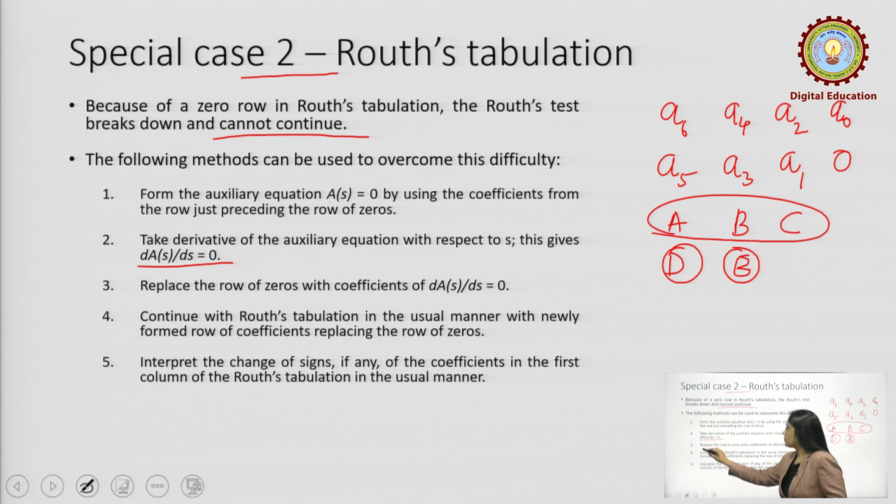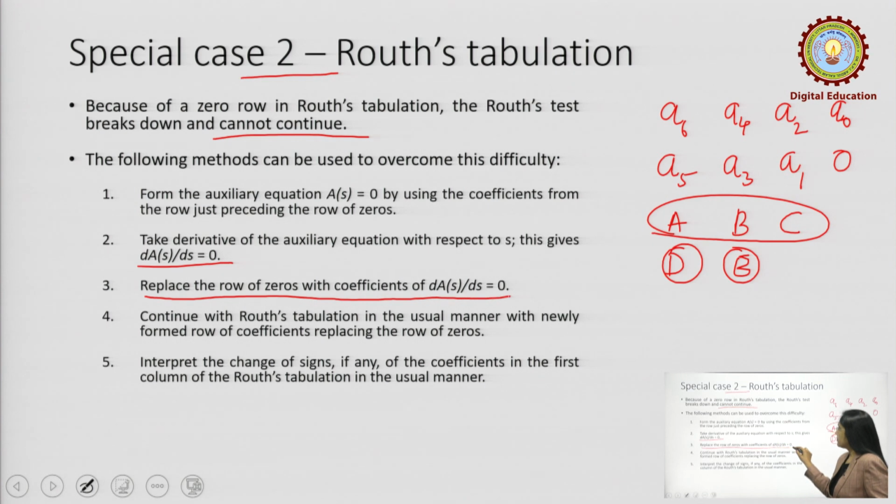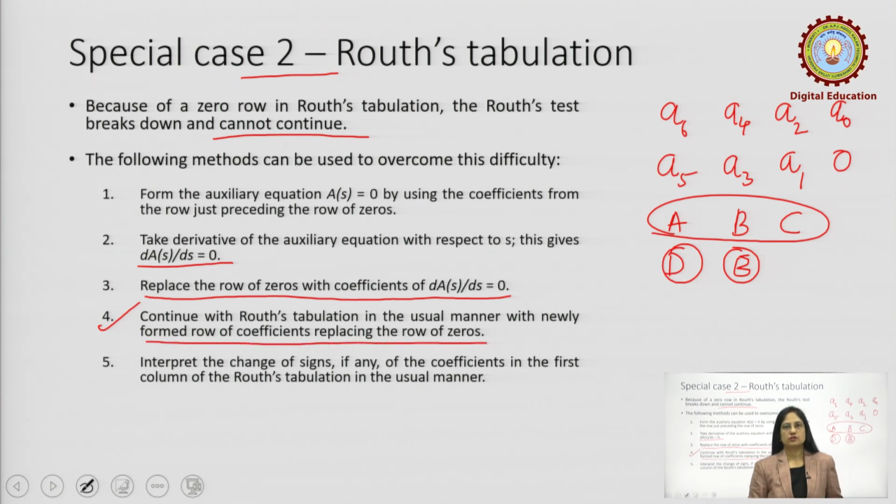Then once we get the coefficients from this value, we replace the row of zeros with the coefficients of the derivative of the auxiliary equation. Once the auxiliary equation is obtained, we take its derivative, equate it to 0 and obtain the coefficients. The next step is to continue with the Routh tabulation in the usual manner with the newly formed row of coefficients replacing the row of zeros.